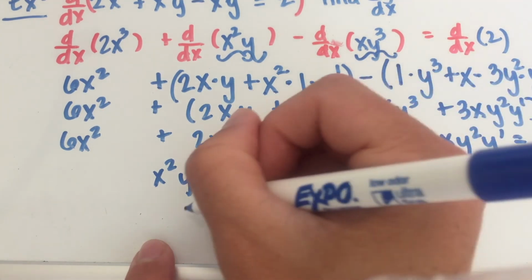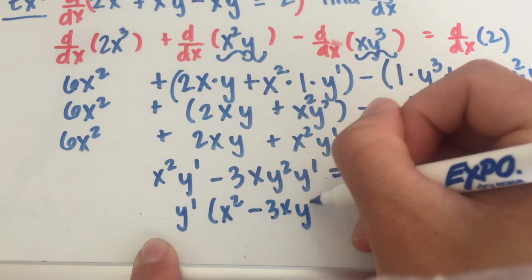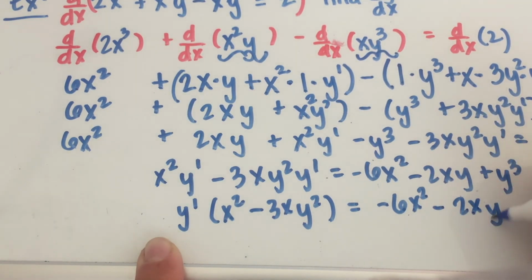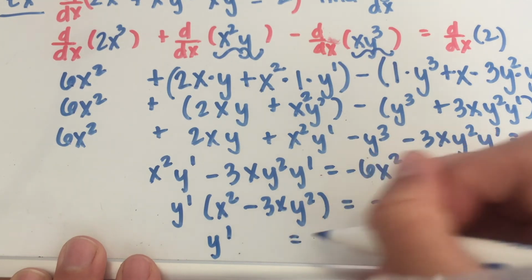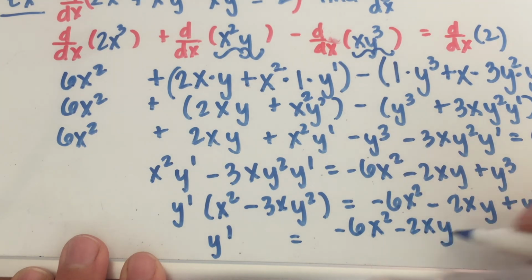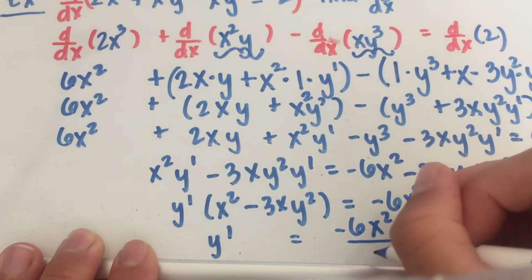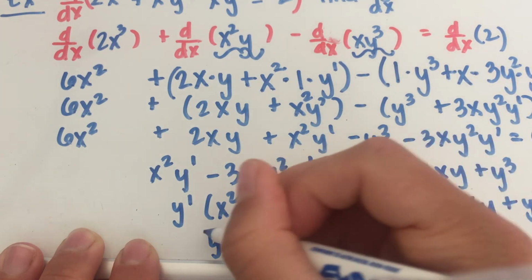plus y cubed. And now I'm going to factor out our y prime, so I get y prime times x squared minus 3xy squared. Finally, I'm going to divide x squared minus 3xy squared from each side. And then all I'm left with is negative 6x squared minus 2xy plus y cubed, divided by x squared minus 3xy squared. And this will be your equation for the derivative of y.